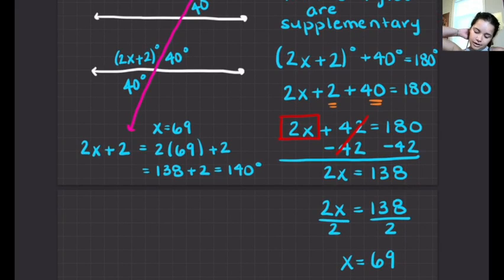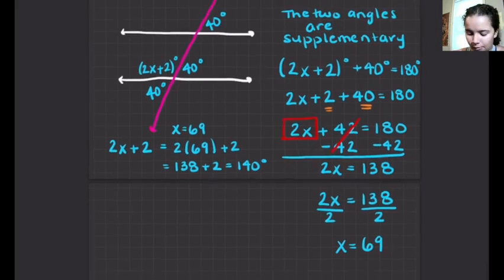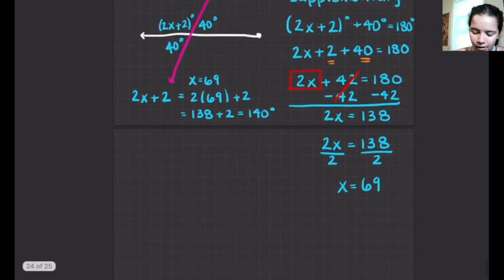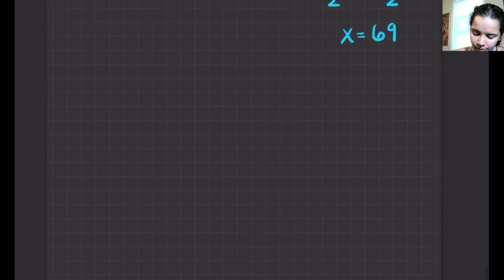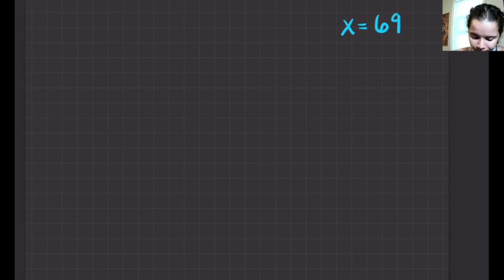Another thing you could have done here is you could have said, well, I know this angle is 40 and I know these two are going to be supplementary. So 2x plus 2 has to equal whatever 180 minus 40 is, which is 140. Okay. So you would have known that this angle is 140 and then you would have solved for x that way. So there's a lot of different ways to do these problems. I don't like to restrict my students to just one way or another way.